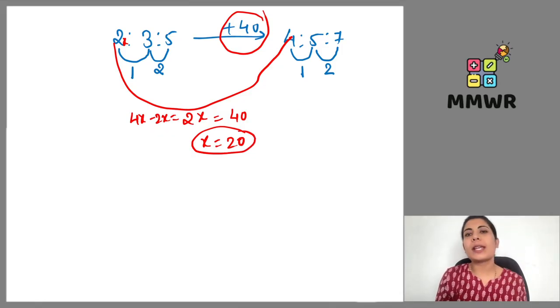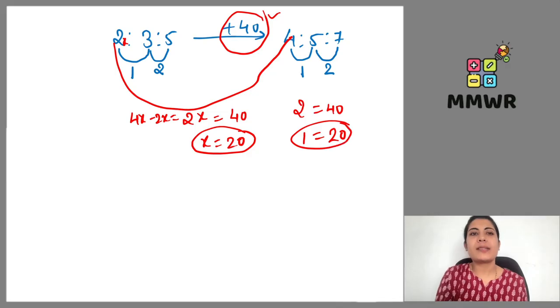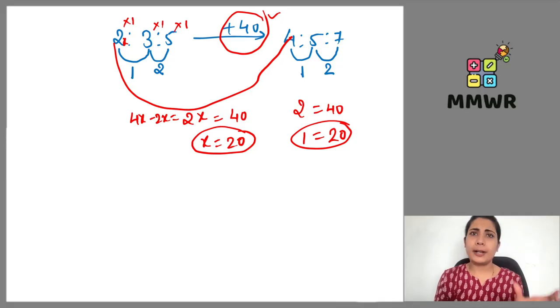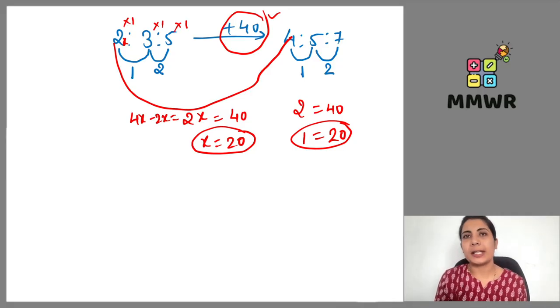2 has become 4. That means the value of 2 is equal to 40, so the value of 1 is equal to 20. And 1 is always there in the hidden format of all numbers. For example, 100 can be written as 100 multiplied by 1.